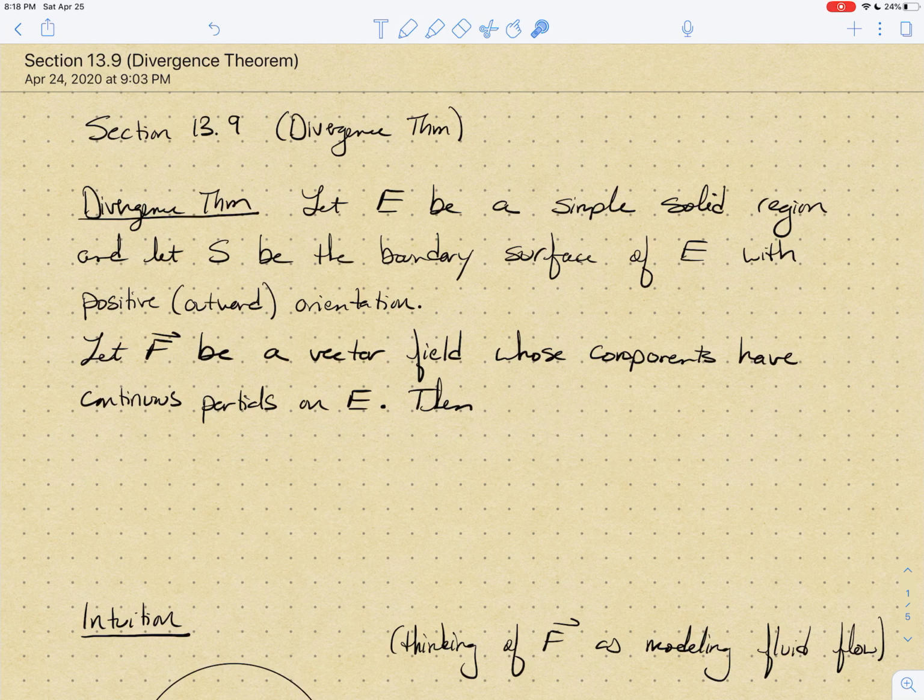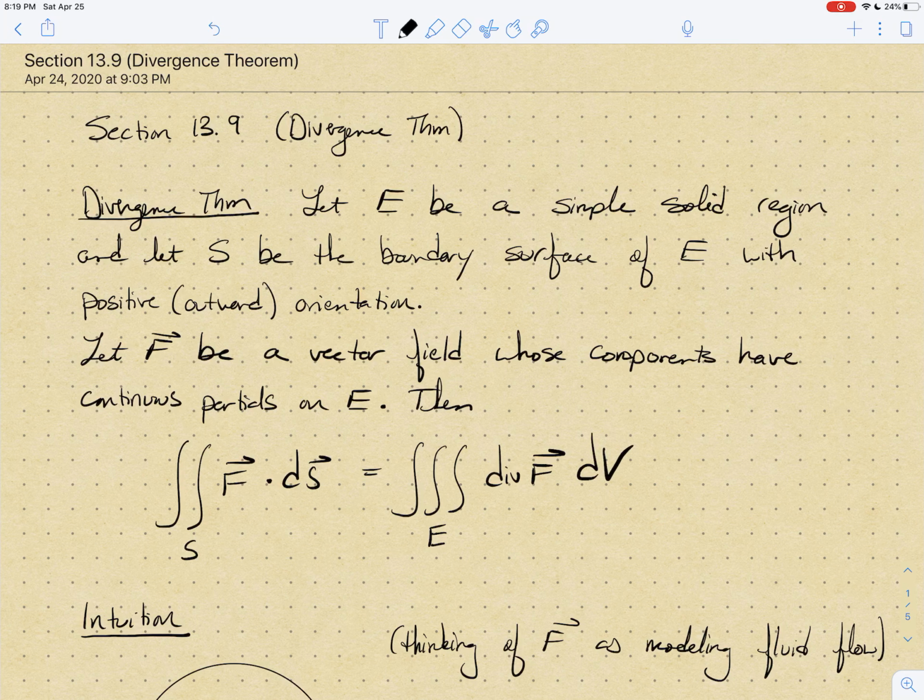And let F be a vector field, again, we've seen this condition on the last several theorems, whose components have continuous partials on E. So then what's true? The flux of F across the surface S, i.e. the surface integral of F over S, is equal to the triple integral over the solid E of the scalar function divergence of F, dV.